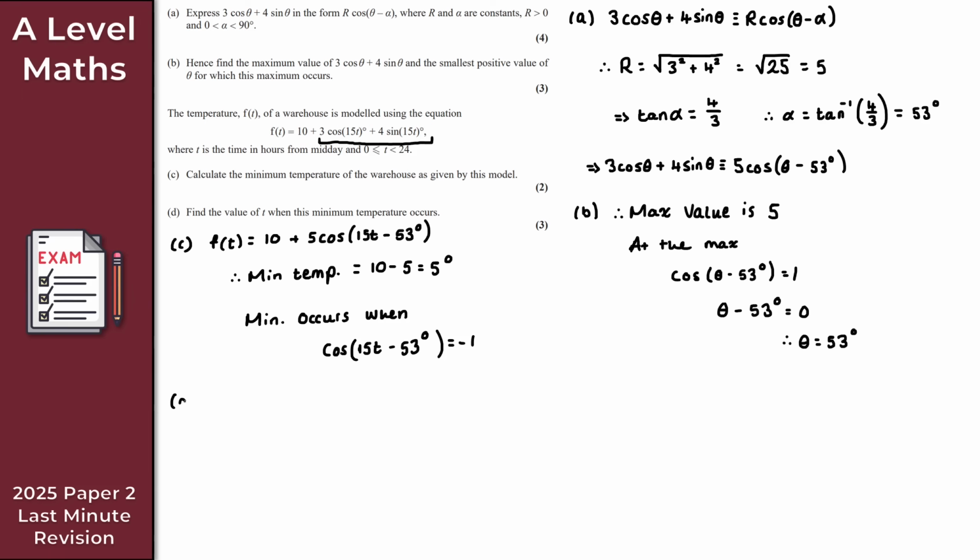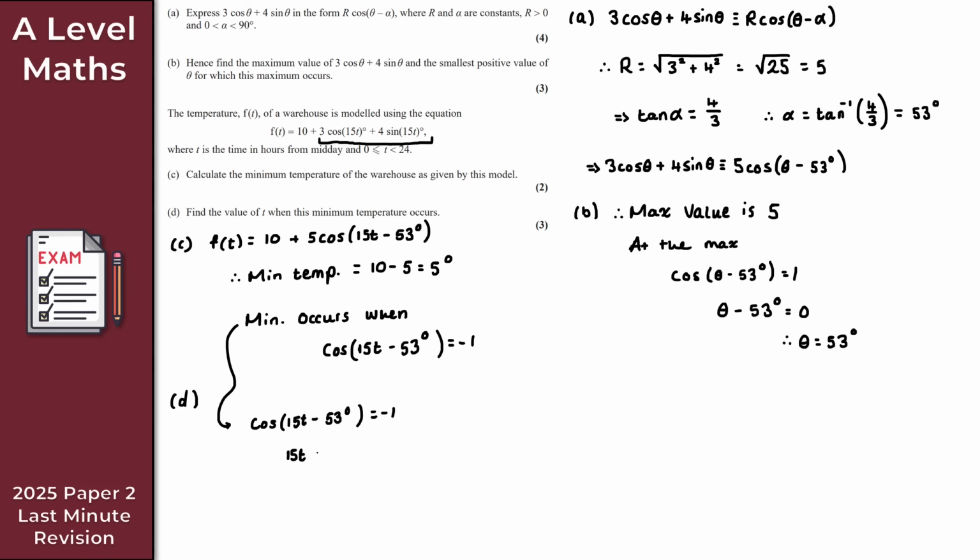So for part D then, I've already done part of the work in here. But all I want to do then is find the value of t when this minimum temperature occurs. So I know then that the minimum occurs here when cos of 15t minus 53 degrees is equal to minus 1. So we'll apply that here for part D. So what I need to do here is solve this equation for t. So cos of 15t minus 53 degrees is equal to minus 1. So all I'm going to do here is take cos inverse of both sides, right? I want to solve for t. So on the left-hand side, I get left with the argument here of our trigonometric function.